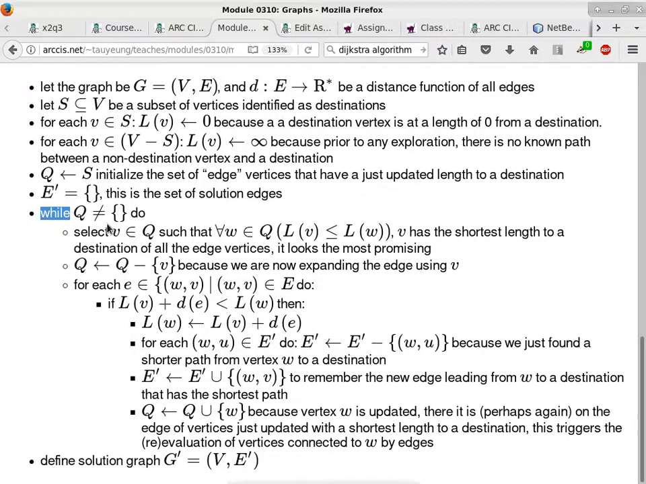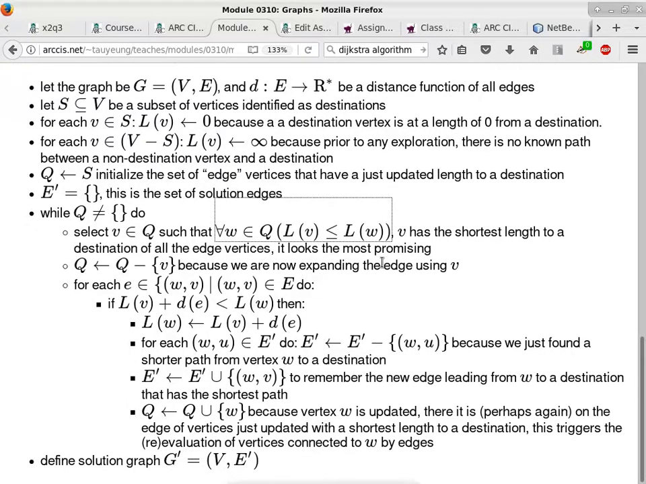So as long as the set is non-empty, we'll go ahead and select a vertex V that is a part of the set. And this part, let me see if you guys can simplify this a little bit and just tell me what it is. Of course, the next sentence says that, but okay. So let's read this: for all W in Q. In other words, we have to consider every single element in Q, and I want L of V to be less than or equal to L of W. What is that saying about V in relation to everybody else in Q?